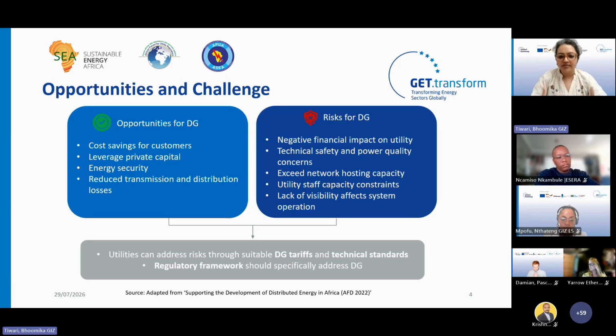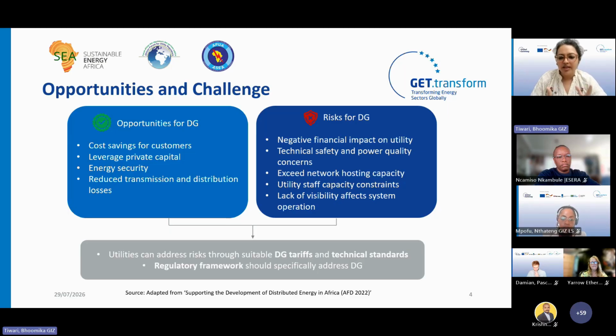In addition to the savings for the customers, there are several other opportunities presented by the inclusion of distributed generation in the sector, be it in terms of leveraging additional private capital, as I mentioned already, energy access, and additionally energy security. But also on the technical side of things, from the perspective of the grid system, for instance, a reduction in transmission and distribution losses.